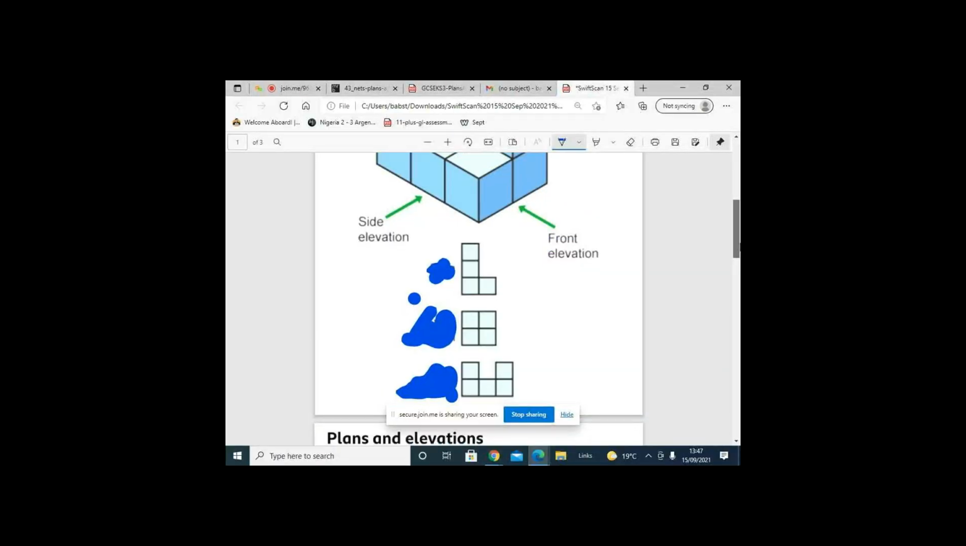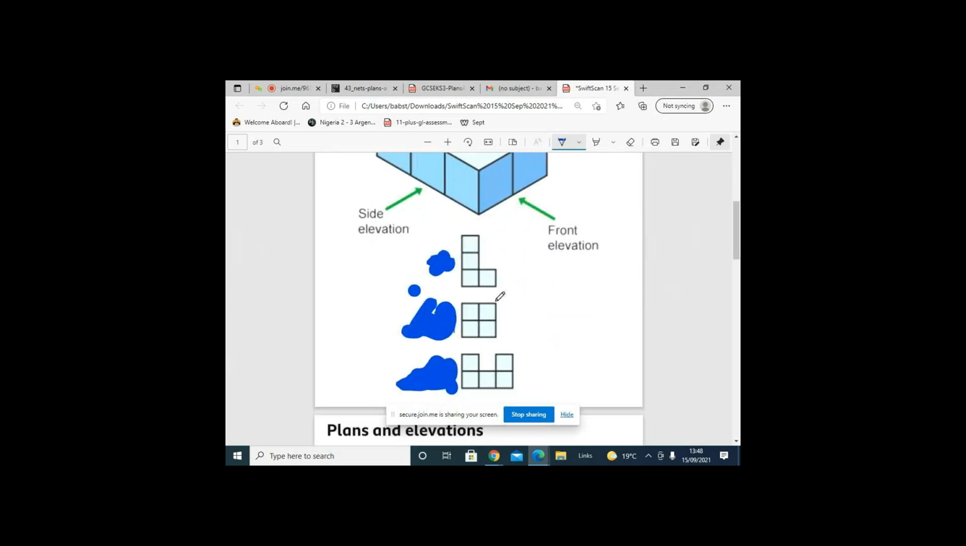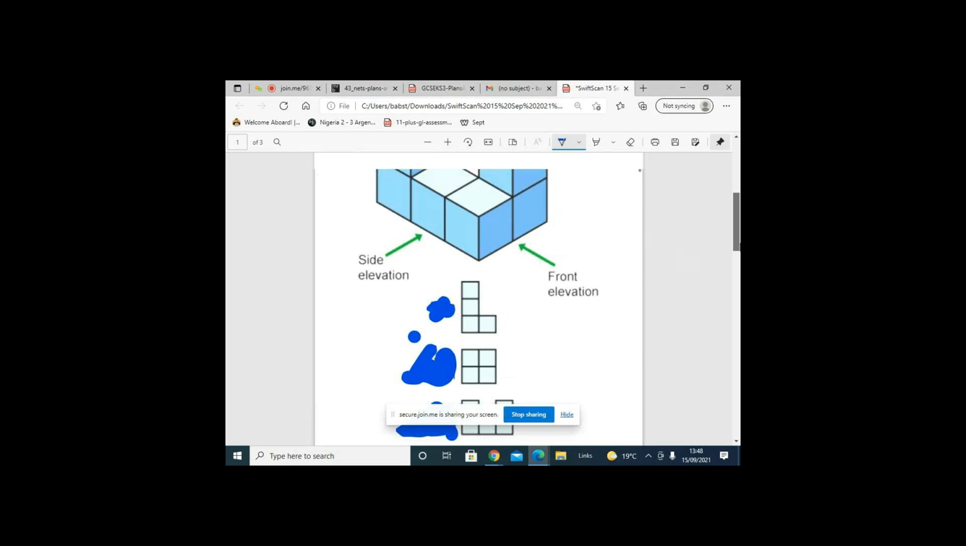So look at this shape now. Look at this. This is a 3D shape. I just want 3 volunteers to tell me the answer. Which one do you think is going to be out of those 3 options, A, B, and C? Which one do you think is going to be the plane?